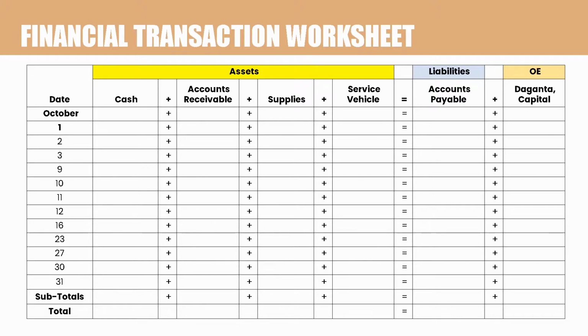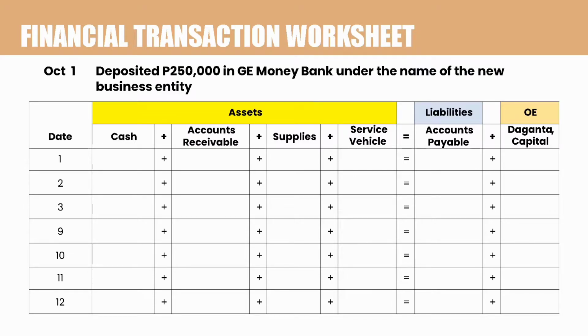Then yung ating date dito ay October at magsisimula tayo on our October 1. Then sa dulo, we have here subtotals. Ito total natin bawat column. Then, sa total naman, sa pinakadulo or sa pinakababa, aalamin natin yung pinaka-total ng assets, ng liabilities at ng owner's equity at titignan natin kung sila ba ay magko-comply doon sa ating accounting equation na assets is equals to liabilities plus owner's equity. So, let's start with our October 1.